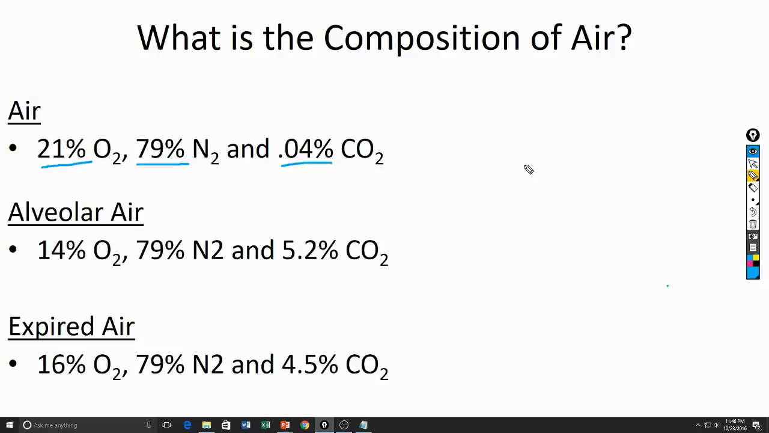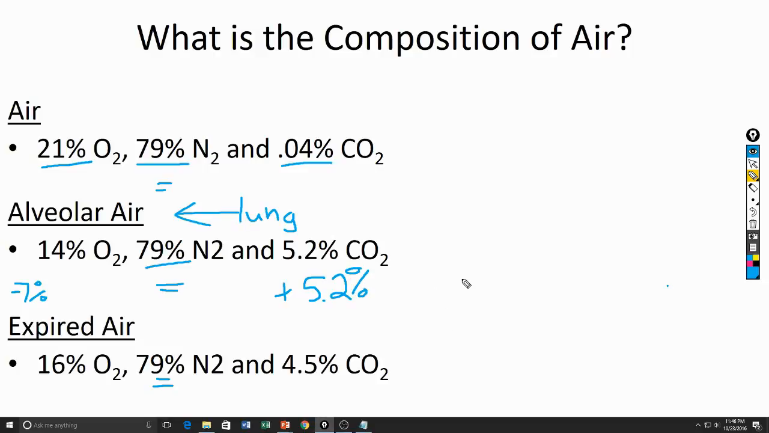Now, alveolar air. This is the air inside of your lungs. Alveolar air, if we look at this, has about two-thirds that of normal air's oxygen level. So about 7% is being taken out. And nitrogen is exactly the same up here and down here. CO2 is significantly higher, right? So it's pretty much about all this.